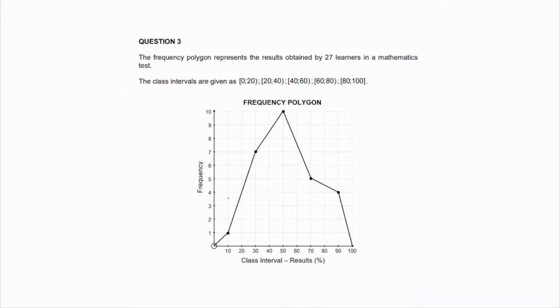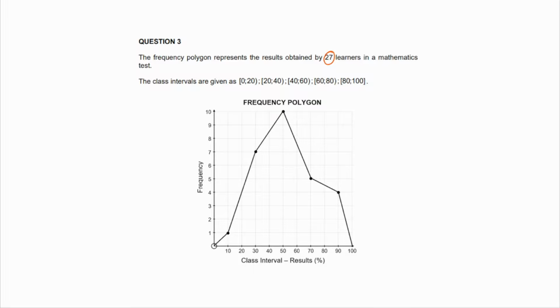Here we have a frequency polygon. It represents the results obtained by 27 learners in a mathematics test. So that 27 could be useful, so don't forget that. And then they give the class intervals 0 to 20, 20 to 40, 40 to 60, 60 to 80, 80 to 100.